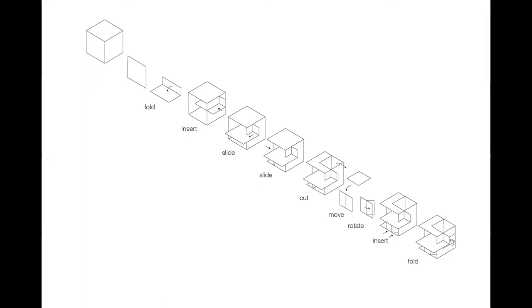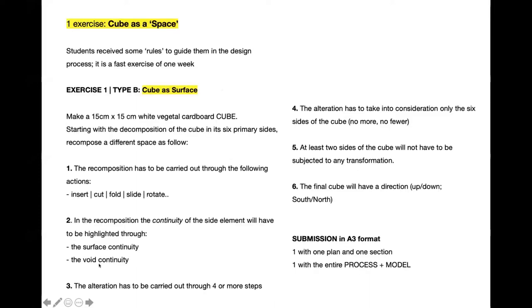And that is the first sliding door for them, so they could decide if they want to completely deconstruct the cube that they have in their hands, or if they want to keep the idea of the space and of the module. So if they choose the second option, the condition of the surface, they basically have to open up, to decompose the cube into the six sides, and then they have to recombine it, making this action to insert, to cut, to fold. But at the same time, I ask them to consider a continuity.